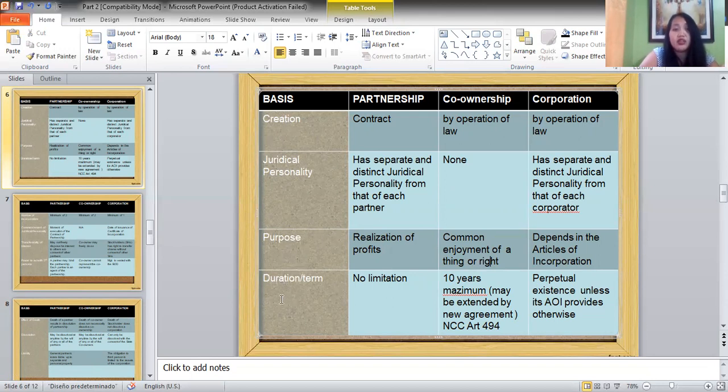So, ngayon, doon naman tayo sa duration or term. Partnership, no limitation. Unless particular partnership ka na yung meron kang a certain period of time lang. But generally, class, unlimited ang buhay nitong partnership, for as long as, diba, you still agree to become partners. Ayan. So, co-ownership, 10 years maximum. May be extended by new agreement. Corporation, perpetual existence, class, unless its articles of incorporation provides otherwise.